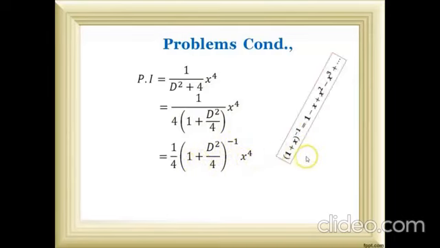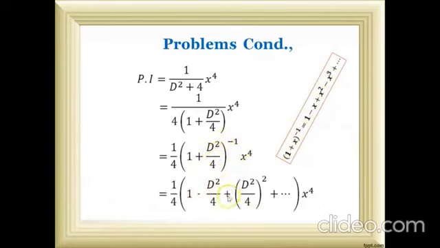So this looks like the form (1 plus x) power minus 1. For this particular one, the formula is 1 minus x plus x square minus x cube plus etc. So in place of x, I am having D square by 4. After using the formula 1 minus x plus x squared, the remaining things are omitted here because D power 5 of x power 4 becomes 0. So therefore, I'm just trimming the formula up to this second step itself.